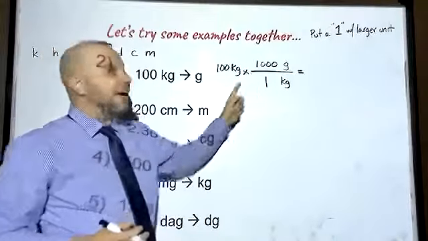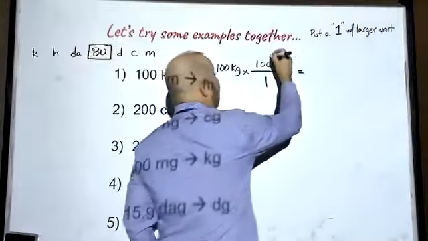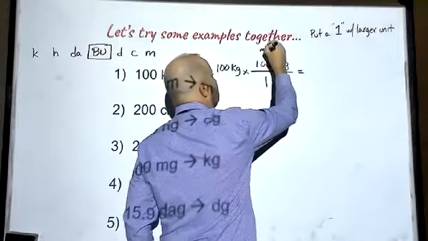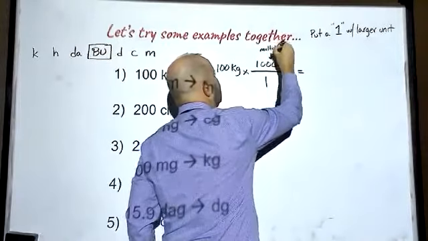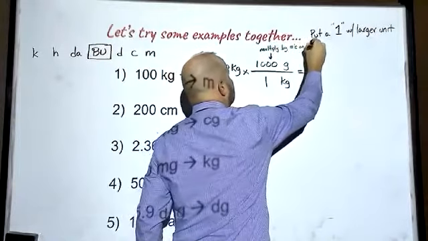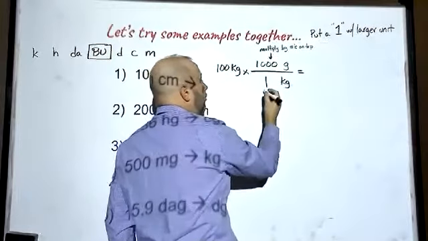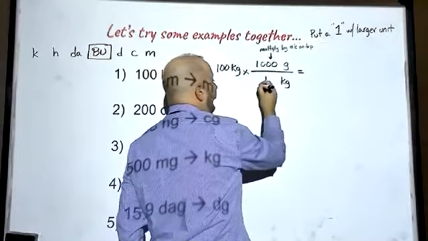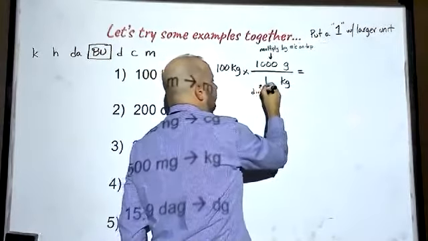Okay, remember that if a number is on top, you multiply. So we're going to put multiply by numbers on top. And if we had a number on the bottom that was different than 1, we would divide by numbers on the bottom.